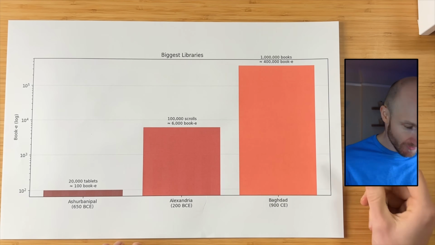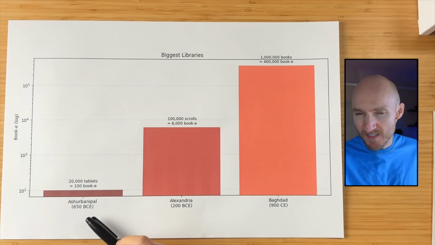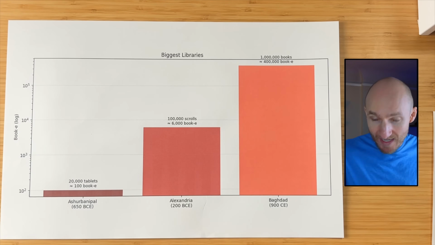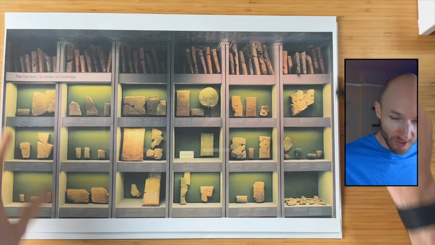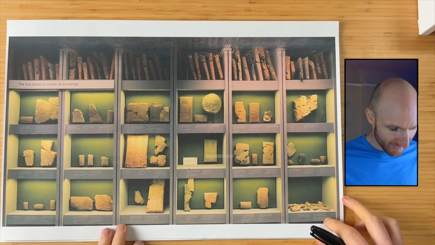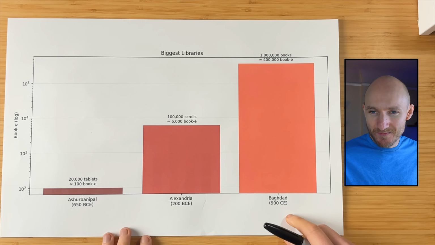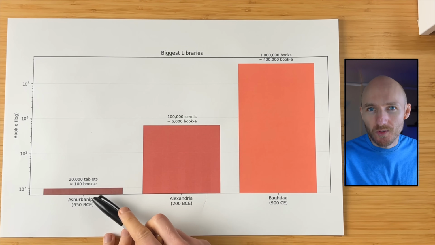You can track the rise of tablets, then scrolls, then books and codices through libraries. So here are the biggest libraries over time. This all starts with the Library of Ashurbanipal around 600 BCE, Neo-Assyrian Empire. That library is amazing. It looks something like this. I saw this in the British Museum recently, and they have these 20,000 tablets, which is so cool. But those tablets, if you add up all the text on them, it's only like 100 books worth of tablets.